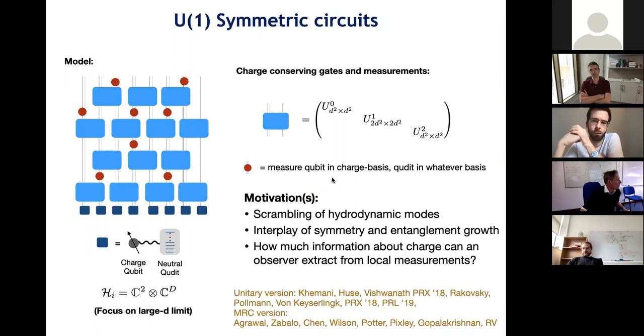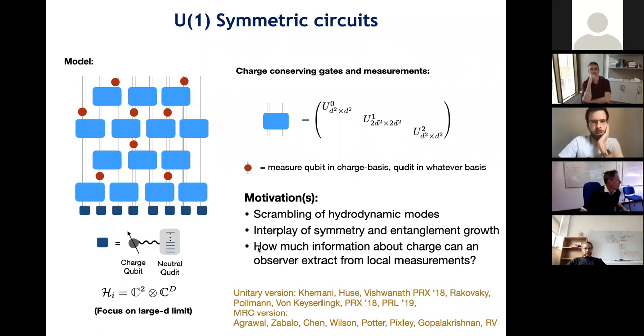We're not the first ones to do this. People had done this without measurements before, in particular Khemani and collaborators. It's already known that having a conserved quantity really modifies the way entanglement grows, even without measurements. For example, higher Rényi entropies grow as square root of t if you have a U(1) conserved quantity, right?